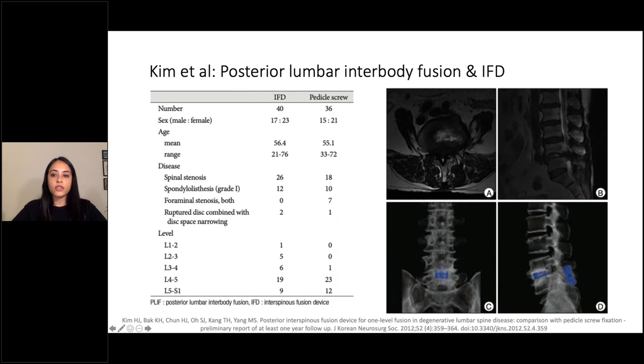Many of the published studies on these devices have looked at their use as an adjunct to other surgical fusion techniques. For example, this retrospective study looked at patients who underwent posterior lumbar interbody fusion with either interspinous fixation with a spire plate or with pedicle screw fixation. The study consisted of 40 patients in the IFD group and 36 patients in the pedicle screw group. In terms of disease process, majority either had lumbar spinal stenosis or grade 1 spondylolisthesis, and instrumentation was most frequently performed at the lower lumbar levels. The MRI images up top here show an example of a patient with L4-5 spinal stenosis who then went on to have a posterior lumbar interbody fusion and a spire plate as shown on the x-rays below. Next slide, please.